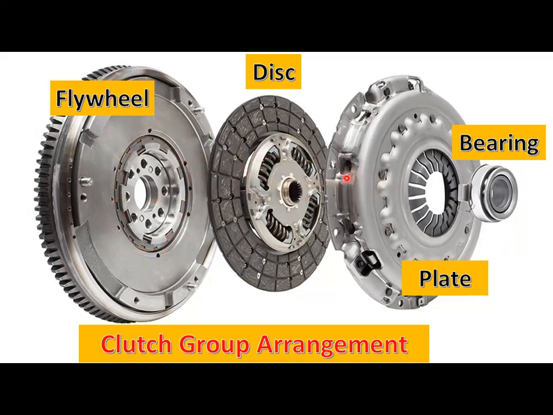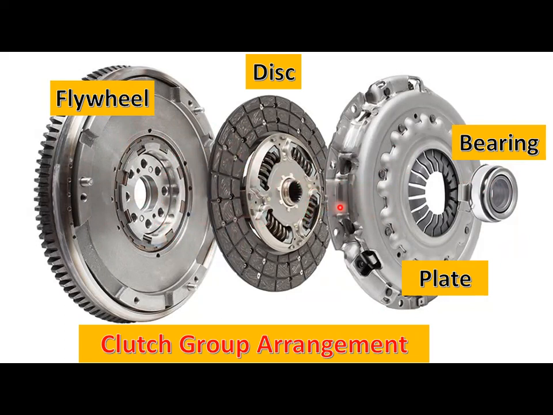So it's like this, the clutch disc is like a sandwich. It's like a hamburger. The clutch pressure plate is the bun, and the flywheel is the other bun. So the clutch disc is being pressed together by the plate and the flywheel. That happens because of the release bearing. So this is the clutch group arrangement. If you can see it, this is the clutch group arrangement.